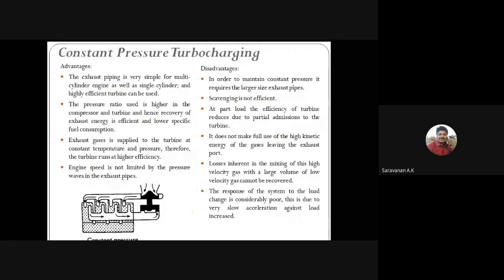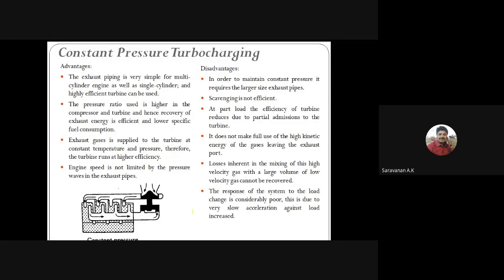It will create a higher efficiency. We can obtain a higher efficiency turbine. It can be used here. The pressure ratio used is higher in the compressor and the turbine, so the recovery of heat from the engine, that is the exhaust energy, is efficient, with lower specific fuel consumption. Then the exhaust gas is supplied to the turbine at constant temperature and pressure.